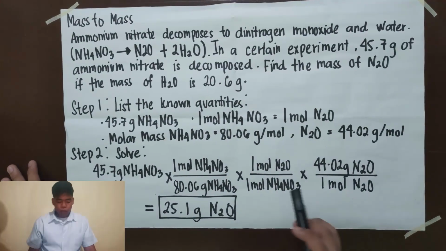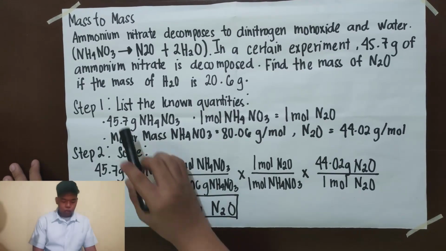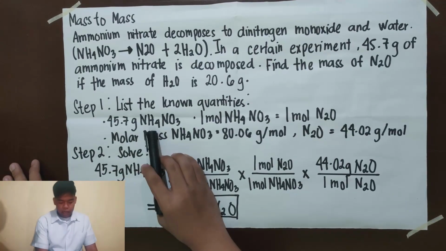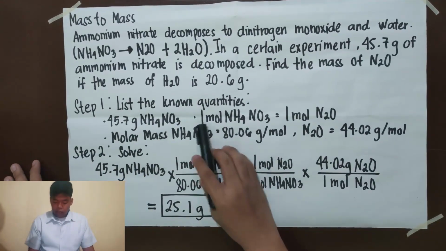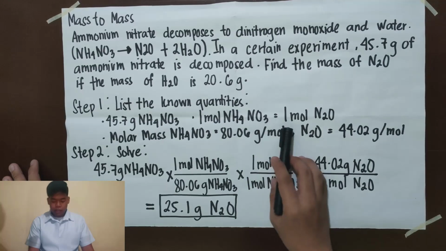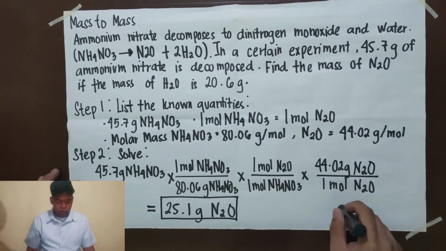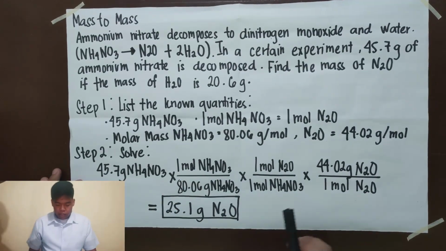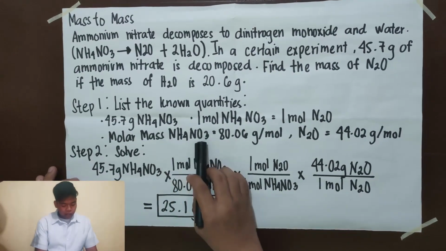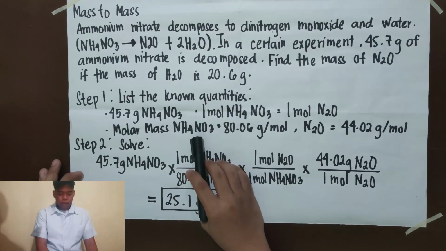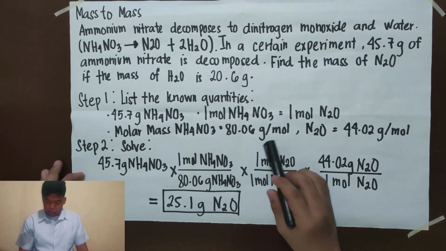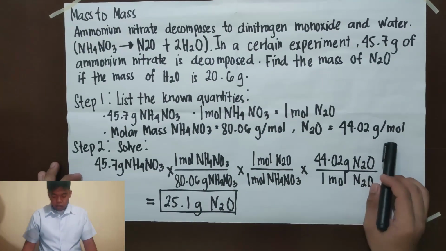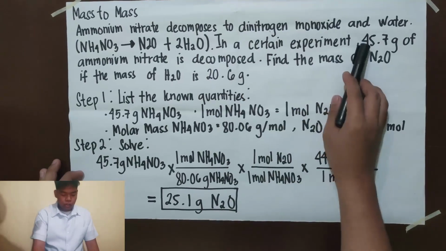So in this problem, we have 2 steps. The first thing we have to do is to list the known quantities. The given is 45.7 grams of ammonium nitrate, and the ratio is 1 mole of ammonium nitrate to 1 mole of dinitrogen monoxide. After that, we have to get the molar mass of the compounds. You can do that by getting the individual masses of the elements. Here we have 80.06 grams per mole of ammonium nitrate and 44.02 grams per mole of dinitrogen monoxide.